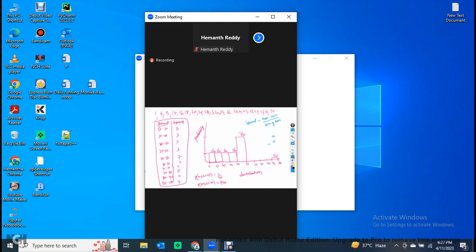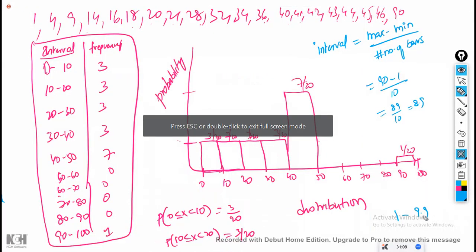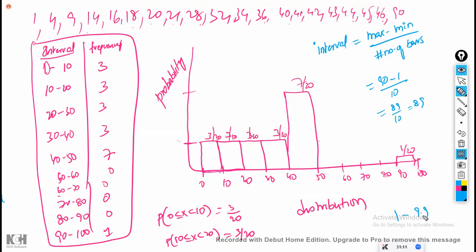To be more precise, for this data set, what is the maximum value? 90. What is the minimum value? 1. Divided by the 10 bars I want, that means 89 divided by 10, which is 8.9. So it will start from 1, plus 8.9, up to 9.9. Basically, this is the interval we have to consider: from 9.9, plus 8.9. You have to add like this.